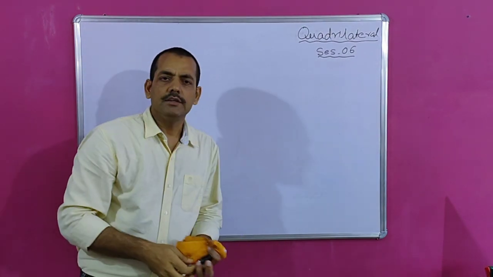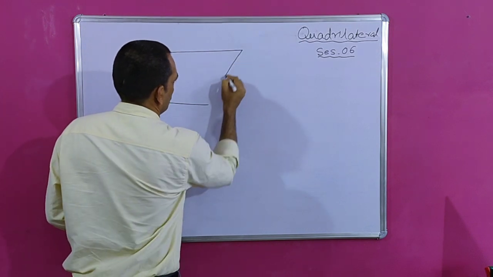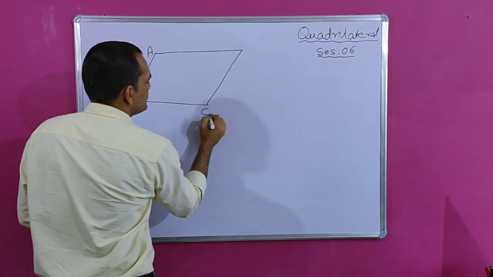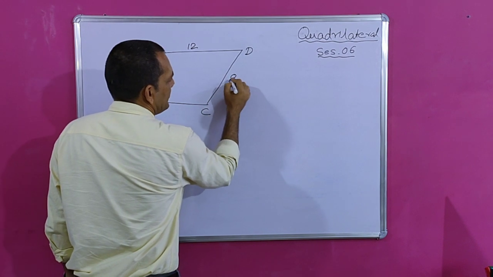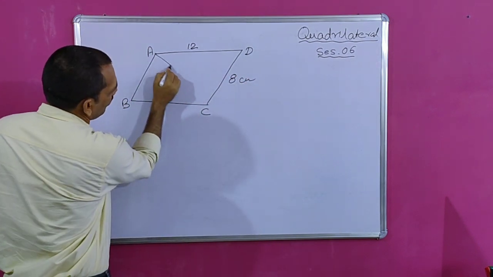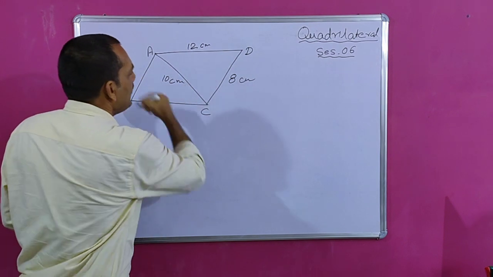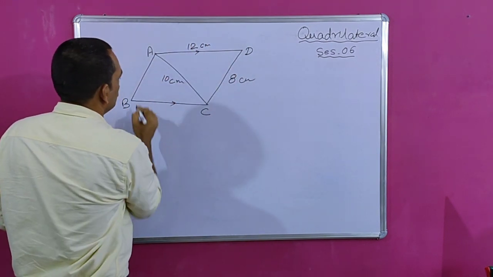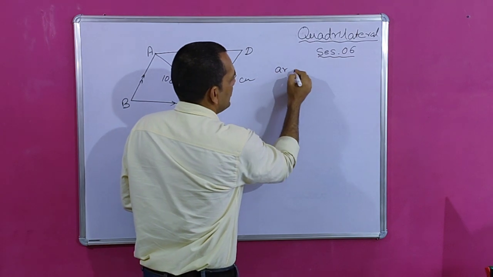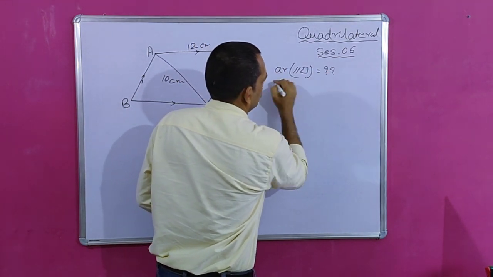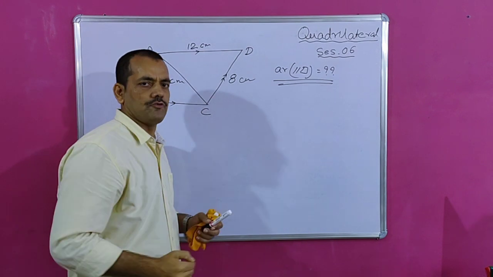The question says there is a parallelogram ABCD such that one side is 12 and the second side is 8. If one of the diagonals is 10 centimeters, then we have to find the area of this parallelogram ABCD. What is the area of this parallelogram? This is the question. You can pause the video and try to solve it.